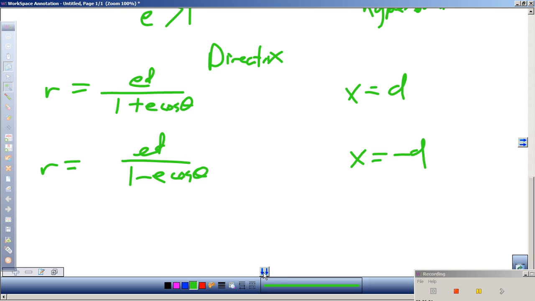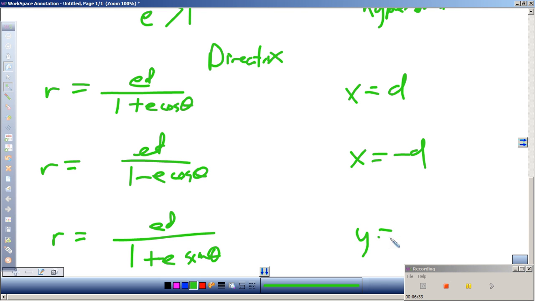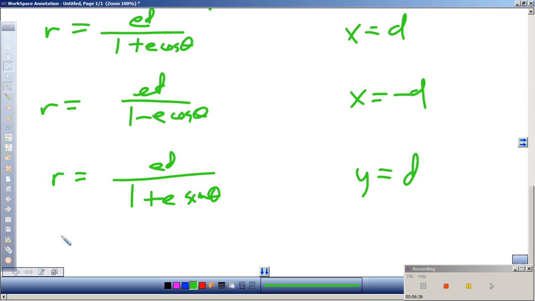How do you know if it's plus or not? If it says a plus right here, it's plus. How do you know the difference? Okay, where's the directrix? Think about the graph and look at the graph. Now, if we have r equals ed over 1 plus e sine theta, what do you think it's going to be? Yeah, y equals d. And if we have r equals ed over 1 minus e sine theta, what is it going to be?